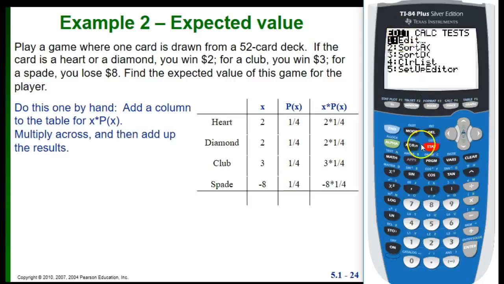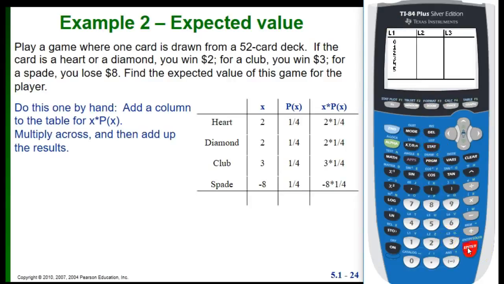we would go back to our stat button and hit enter so that we can edit our lists. And I'm going to go up and clear these 2 lists out that we already had. So I'm going to enter my x's in L1. And I'm going to enter my probabilities in L2. And I can actually go ahead and put this in here as 1 divided by 4. I don't have to figure out the decimal because the calculator will do it for me. So just for each of these, I'm going to put in 1 divided by 4.